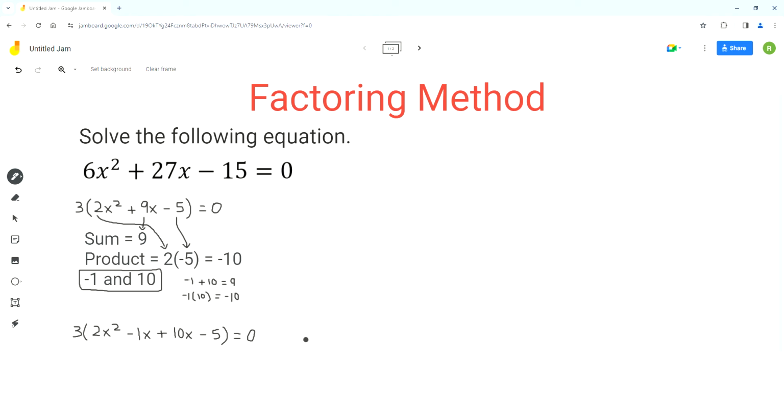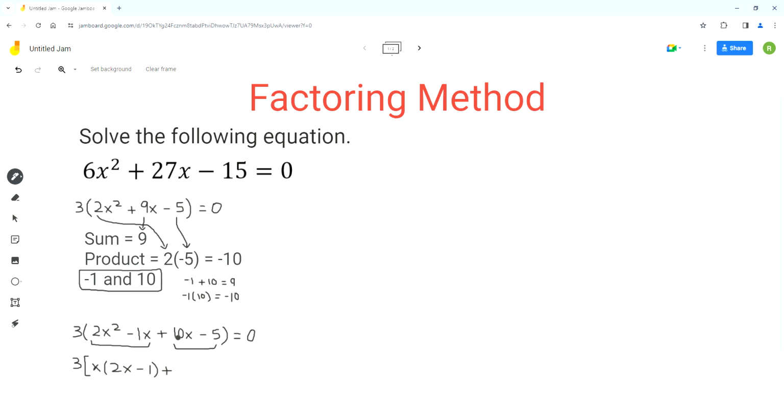Now we have to use the grouping method. So we pair up the first two terms, we pair up the last two terms, and we do common factoring from each pair. So from the first pair, we can factor out an x. So I can use brackets here. So x, and then parentheses, 2x minus 1. So this is what is left in the parentheses when we factor out x from the first pair.